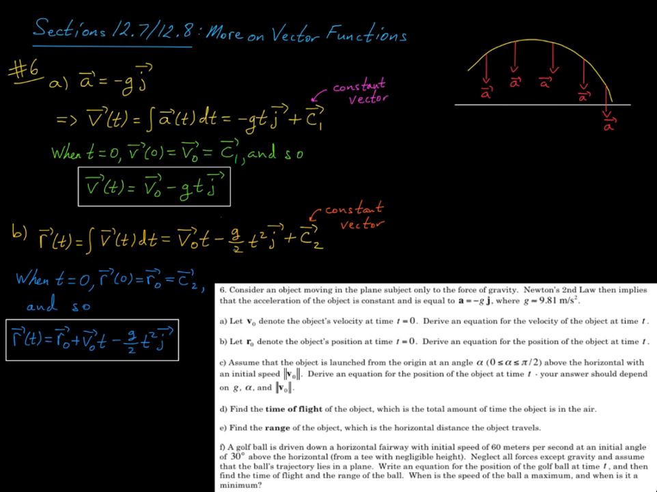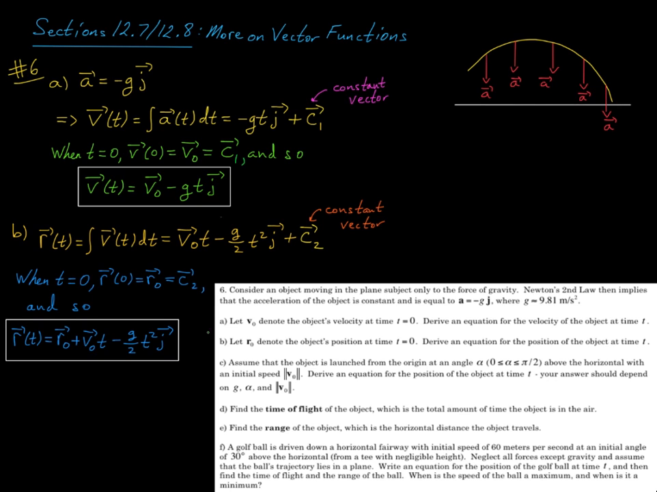Now since we're calling our initial position r sub 0, if you plug in 0 for t, these first two terms just drop out, and you find that this constant c2 is equal to our initial position r sub 0. So you put that all together and you get the position r at time t is equal to the initial position r sub 0 plus the initial velocity v sub 0 times t minus 1/2 gt squared times the basis vector j.